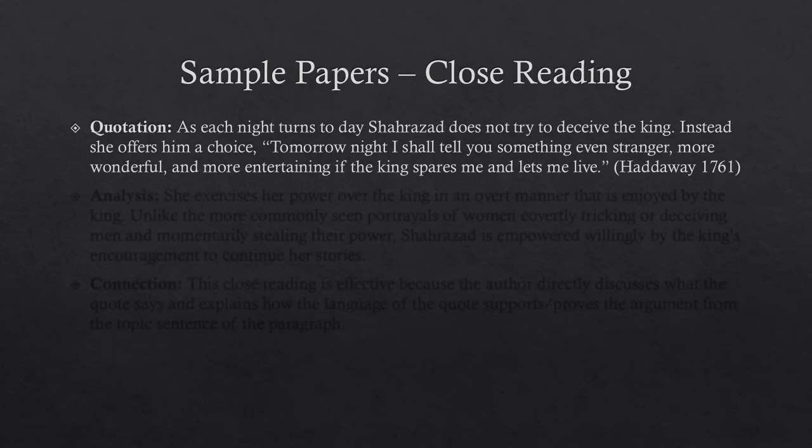"As each night turns to day, Scheherazade does not try to deceive the king. Instead, she offers him a choice. 'Tomorrow night I shall tell you something even stranger, more wonderful, and more entertaining, if the king spares me and lets me live.'" So you've got just a little bit of context here, hardly at all, one short sentence to introduce the quote. The student sets the quote up. They don't just drop the quote in without any context, but the context is very brief. And then you've got a nice little quote here.